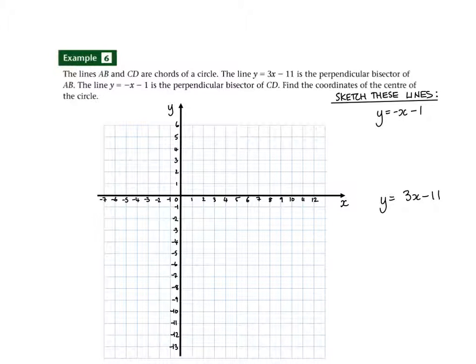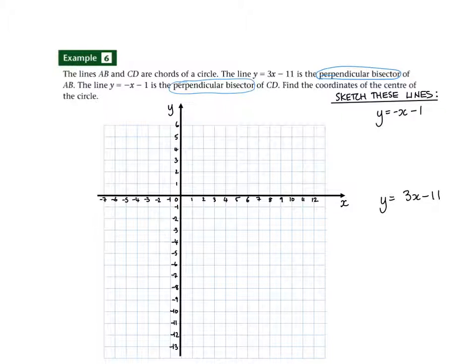So that's your key statement there, perpendicular bisector, key statement. The line y equals minus x minus 1 is also the perpendicular bisector of CD. Find the coordinates of the centre of the circle. Well, we just looked at that last circle theorem that was new to A level, and we know that these lines, if they're perpendicular bisectors of chords, then they must meet at the centre of the circle.